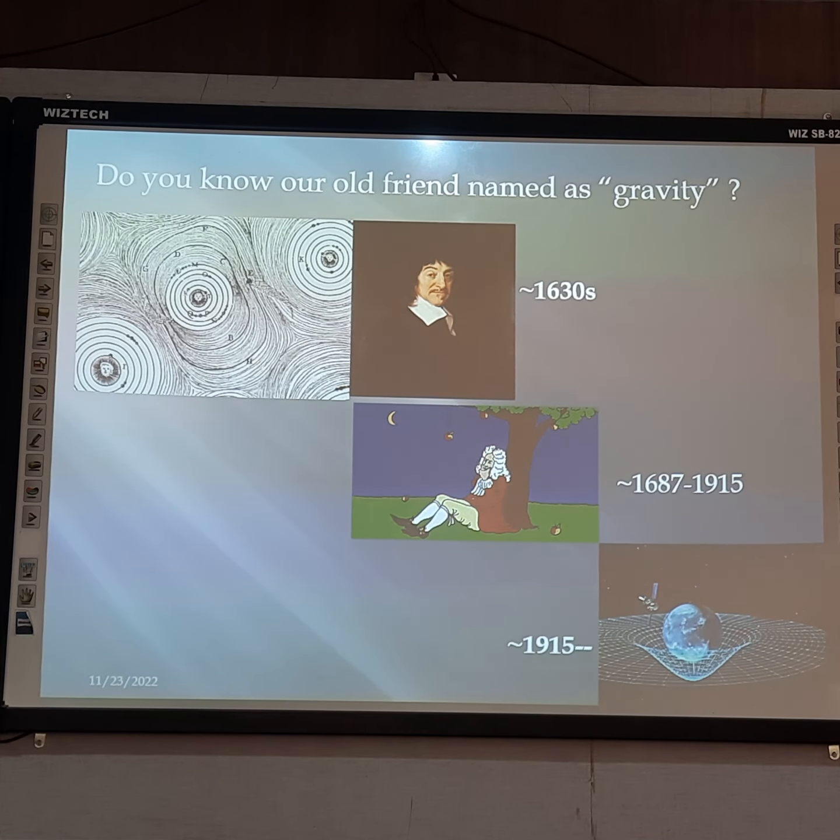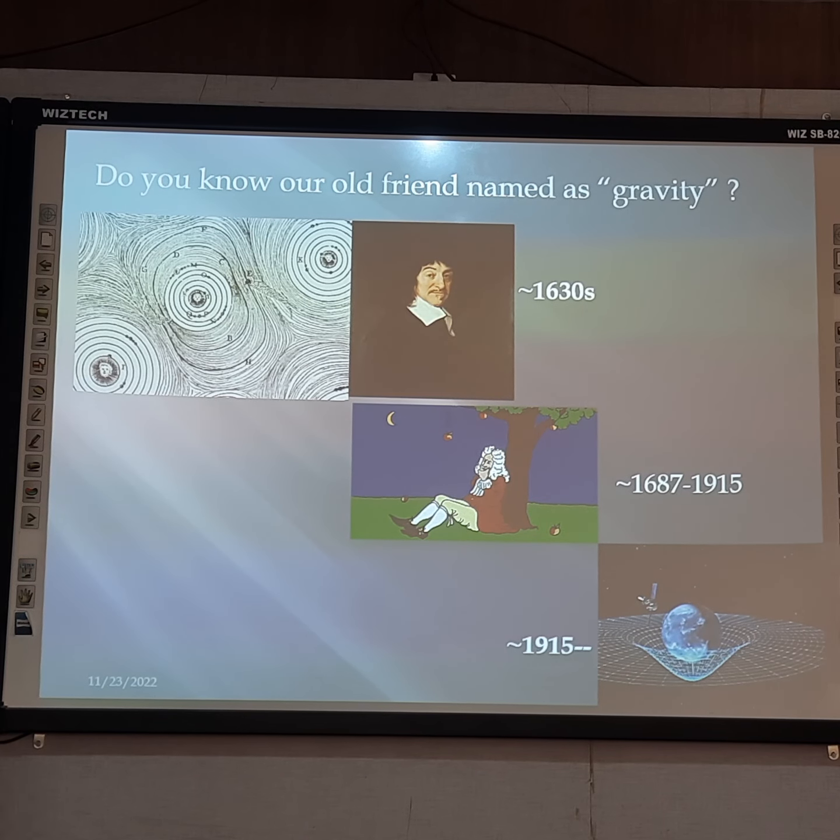If we go back in history, the story goes far back. Descartes was trying to understand planetary motion by proposing that in empty space there are some vortices present. It's called the Cartesian vortex. Because of that, the planets encircle the sun. This is called Descartes' theory of gravity. Then Isaac Newton came, with the famous story that an apple falls, and that is what gravity is.